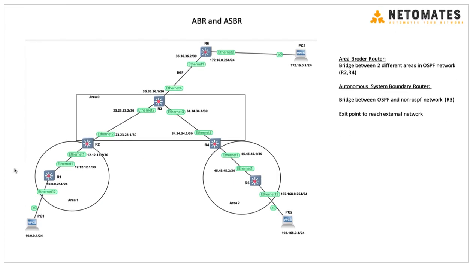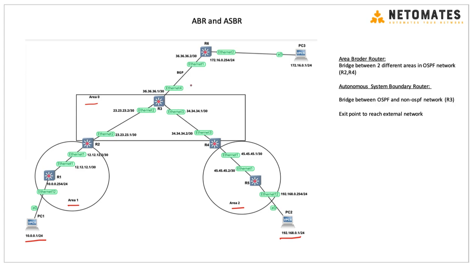So first let's look at this topology. We have two networks. PC1 is in the 10.0.0 network and PC2 is in 192.168, and this is a multi-area OSPF topology. We have the backbone area, area 0, and two other areas, area 1 and area 2.